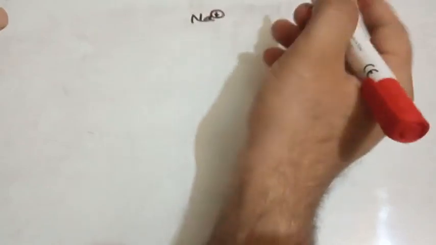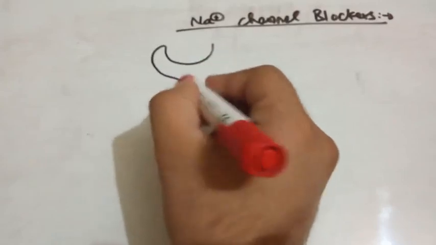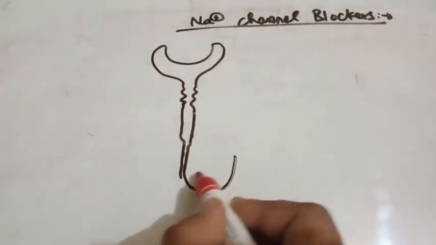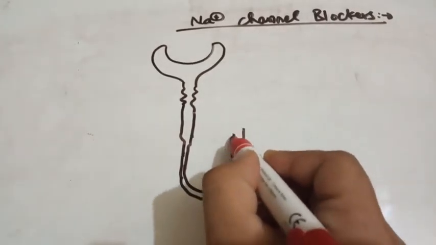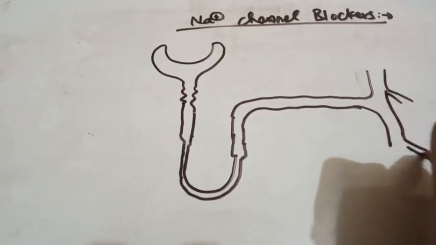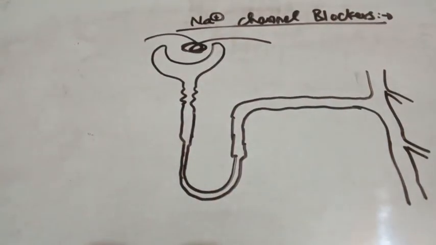Sodium channel blockers or inhibitors. We will understand this with the help of a diagram. Let me draw a diagram of a nephron.